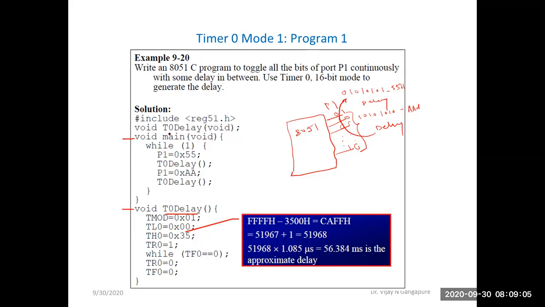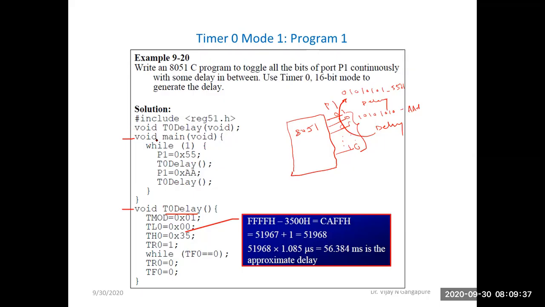And this is the main function by default. So: hash include reg51.h, void t0 delay, void. This is the function declaration of the t0 delay function, because we are referring to it before its definition. This is the definition of the function, and we are referring to it from the main function, see here, t0 delay. Its definition comes afterwards. So it is necessary to declare this function at the start of your program.